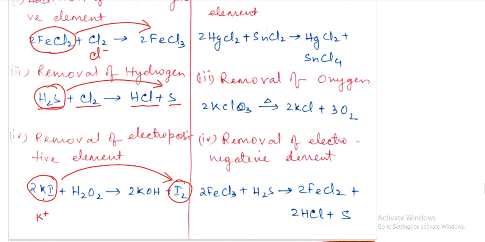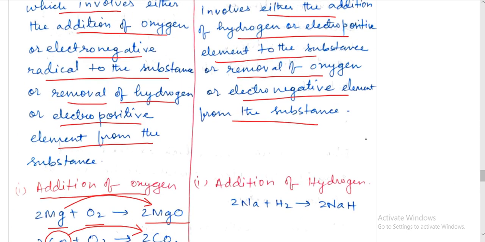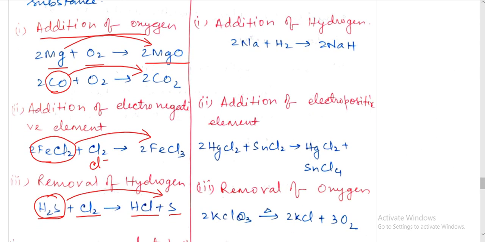So since electropositive is removed from potassium iodide, we can say that potassium iodide is oxidized to iodine. Now let us see some examples of reduction. So in reduction, what happens? Here, addition of hydrogen will be called reduction.